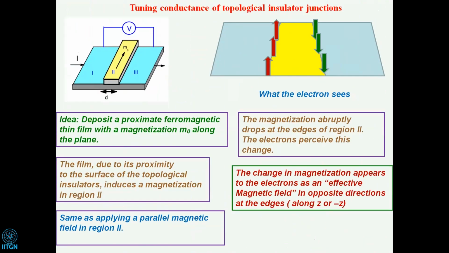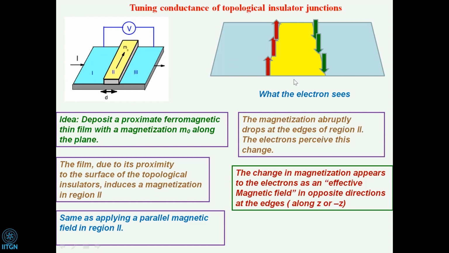So let me now talk about two more things which are again associated with transport in these junctions. These essentially show that you can have very different effects from magnetization on top of a topological insulator. So here consider this geometry where you have a topological insulator surface, but in region 2 you deposit some ferromagnetic material which has magnetization pointing parallel to the plane.